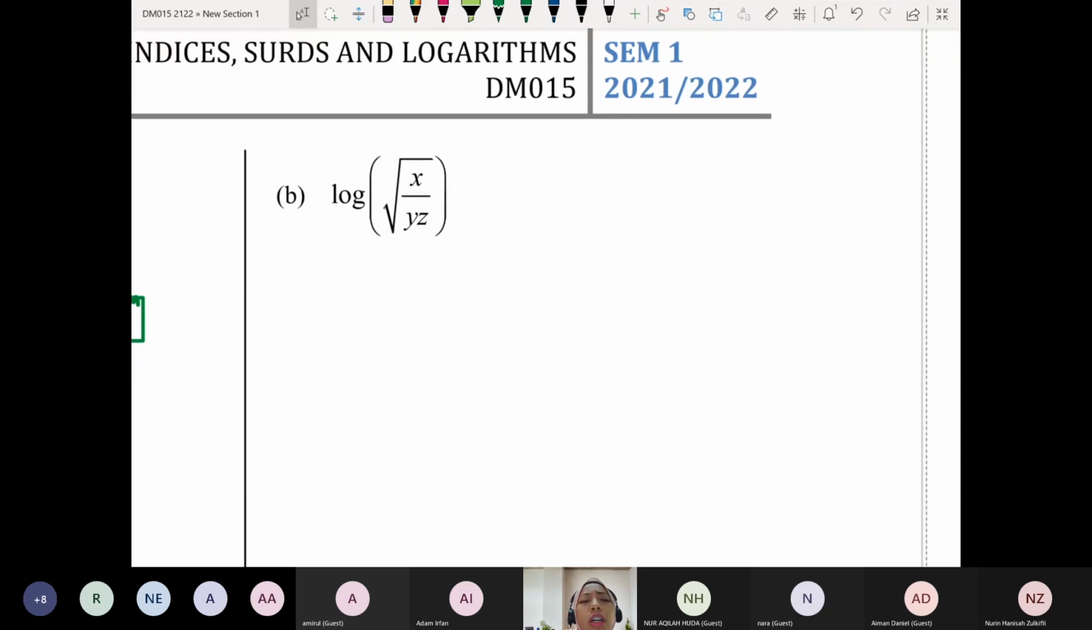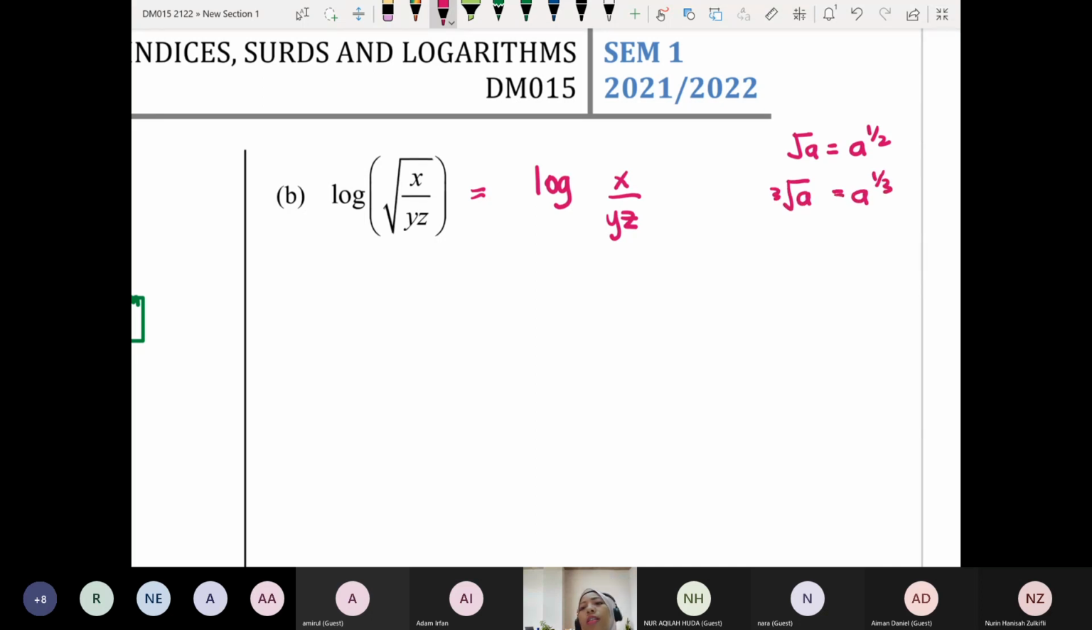How about this? If a function is given to you, you just modify the function. This is also equivalent to log x over yz. So you know that square root of a is also equivalent to a to the power of 1 over 2, and if you have cube root of a, it is a to the power of 1 over 3. Same goes for this, this is also 1 over 2.